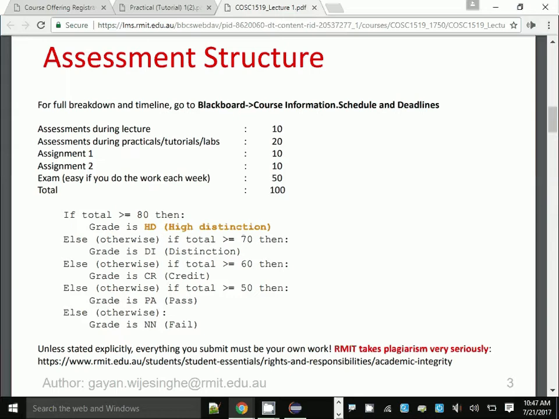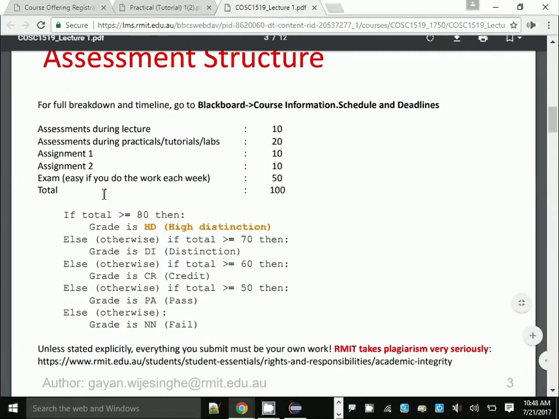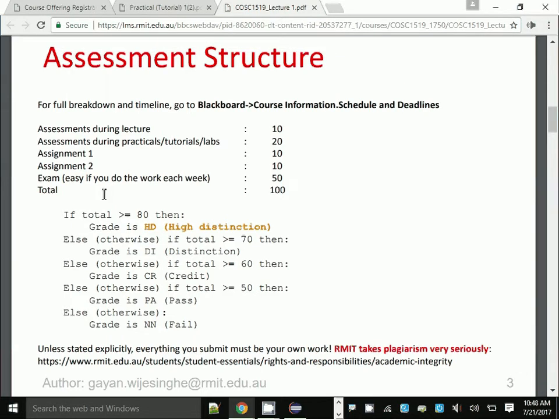All right. So assessment structure. Now this is basically what's there in the course guide. The course guide is a little bit vague when it comes to the naming. Basically, the assessment during the lecture is 10 marks. There will be assessments during practicals, tutorials, labs, whatever you want to call them, right? It's the same thing. The 2-hour session that you would have already been to this week, they add up to 20 marks. And there are 2 assignments. The first one is 10. The other one is also 10. The exam is 50 marks.